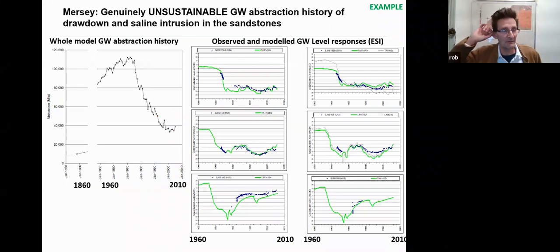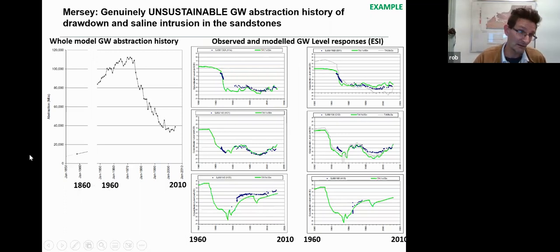So I picked this one because, again, I think there's a big misunderstanding about the word sustainable. And I wanted to start with a place where there is evidence of genuinely unsustainable groundwater abstraction history. So these are actually plots of calibrations of a model that ESI did back in the day of the Mersey Basin. This sort of graph starts in 1860, and then I've chopped out all the middle bit and started in 1960.